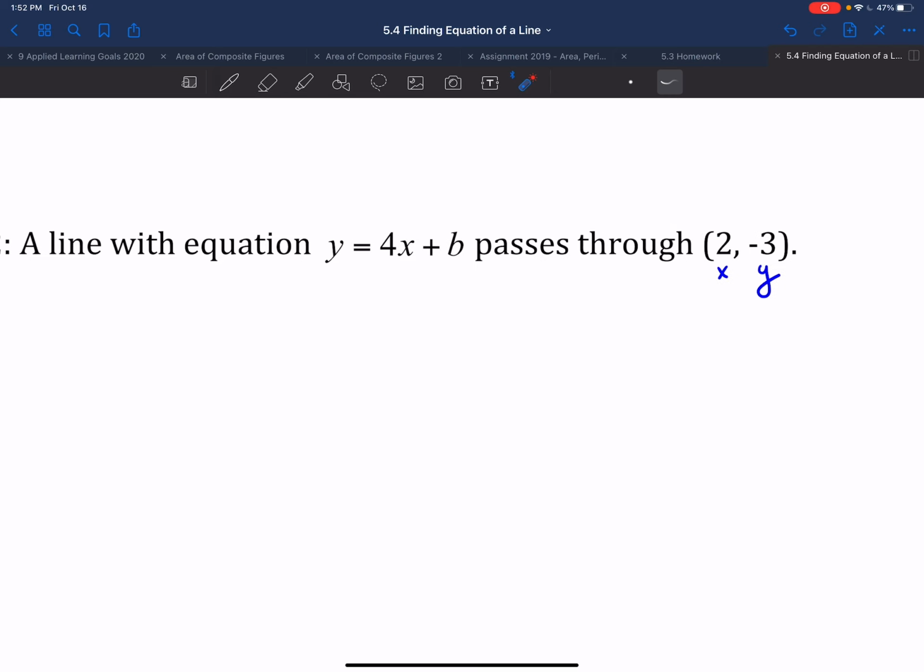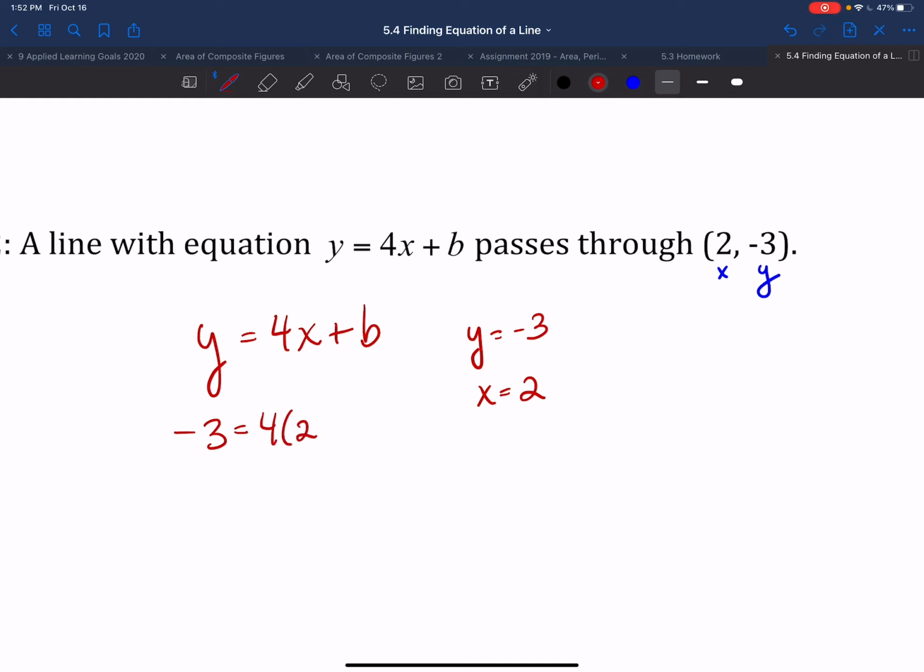So then in this equation, we're saying that y is negative 3, x is 2 because it passes through that point. That point is on the line. So I'm going to change x and y to that. So we're using the point and the slope that we already have to figure out what b is. What's the y-intercept? I could graph it and try to go backwards and figure it out, but this is a lot easier.